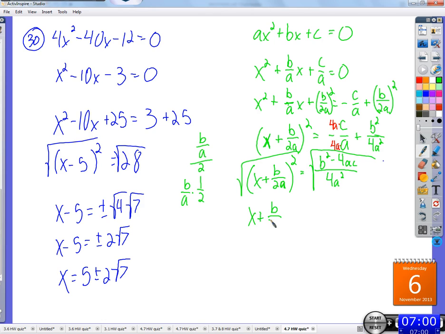x plus b over 2a equals. So you have the square root of a fraction, so when you have the square root of a fraction, you can write the square root of the numerator over the square root of the denominator.